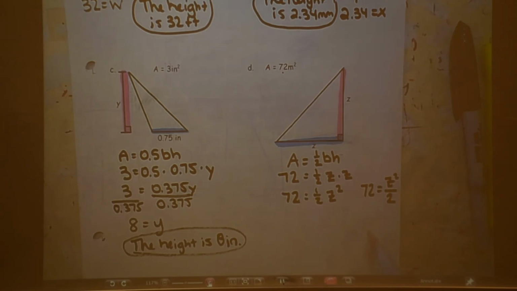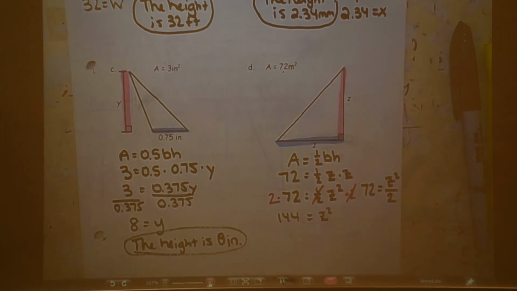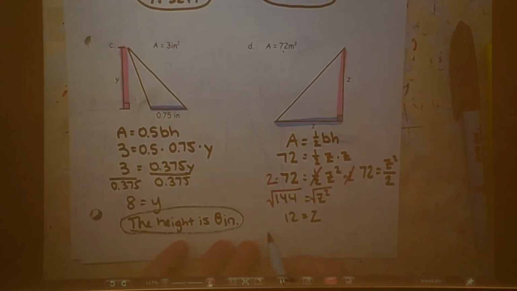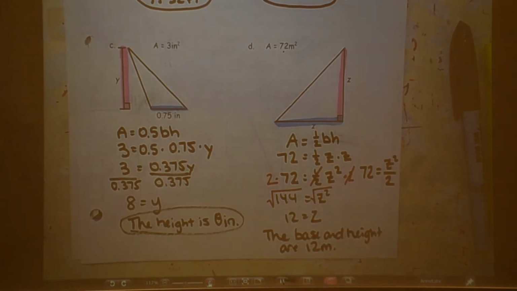In order to get rid of the 1/2, you'd have to multiply by 2 and multiply by 2 so that those cancel. 72 times 2 is 144 equals z squared. And then I would need to say, oh, the opposite or the inverse of squared is square root. 12 equals z. If I look back here, the base and the height are 12 meters. Have to label both, the base and height are 12 meters.